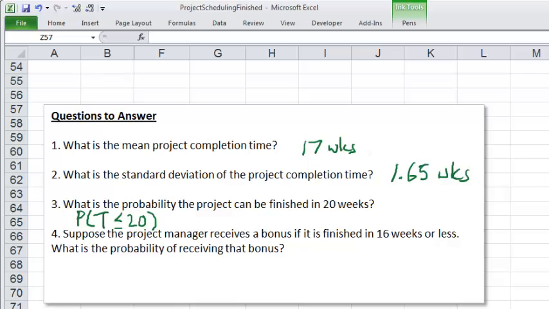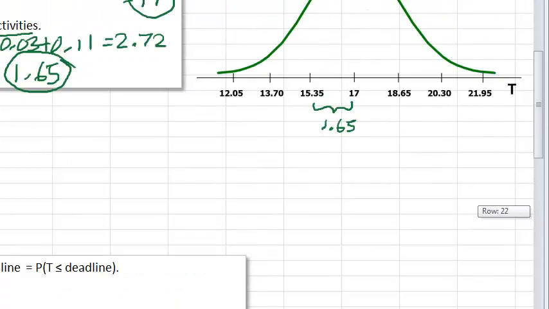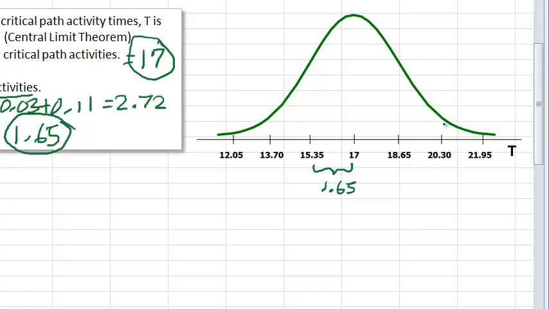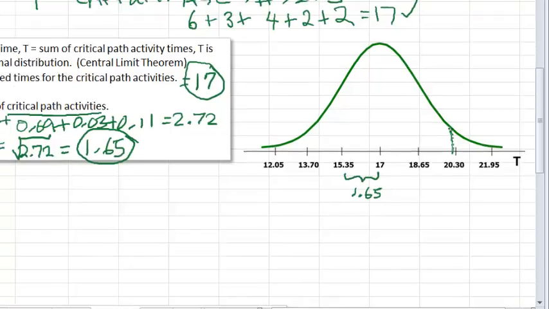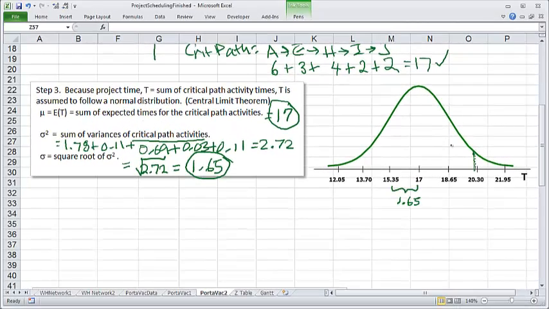So what we want is, 20 is about here. So it's about here. And we're trying to find this area under the curve, area to the left of 20, all this area. Okay, and what we would do is we convert this 20 to the corresponding z value.